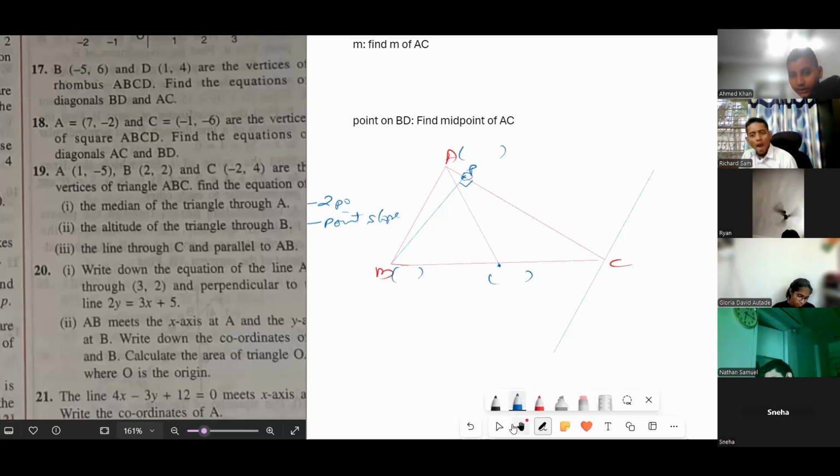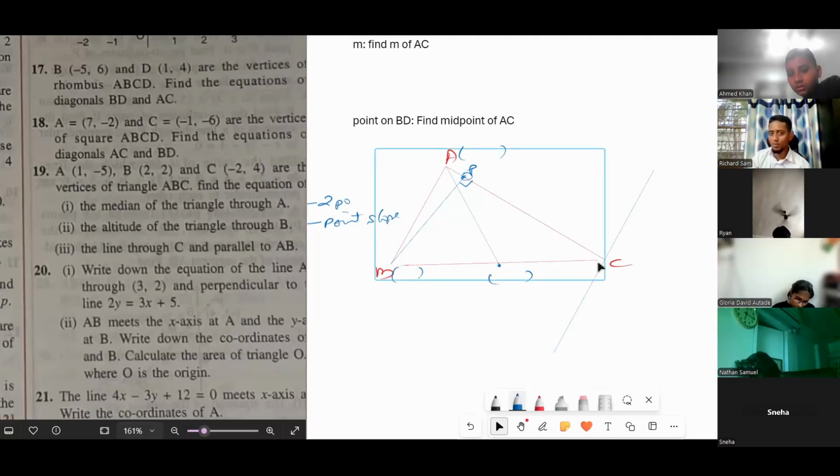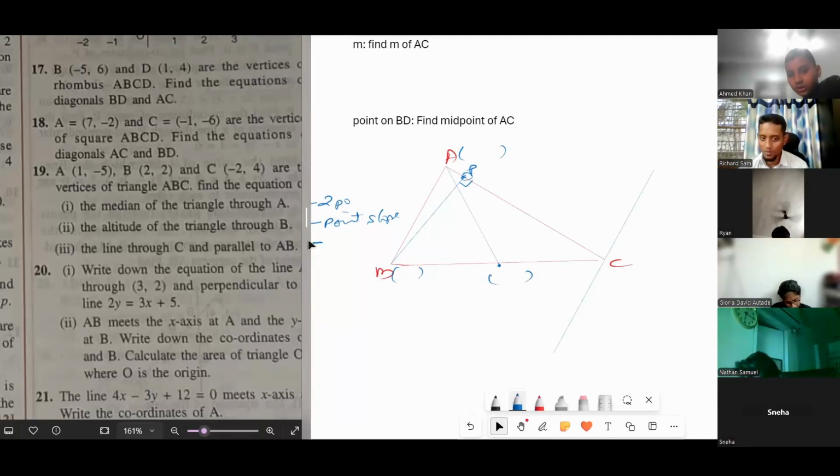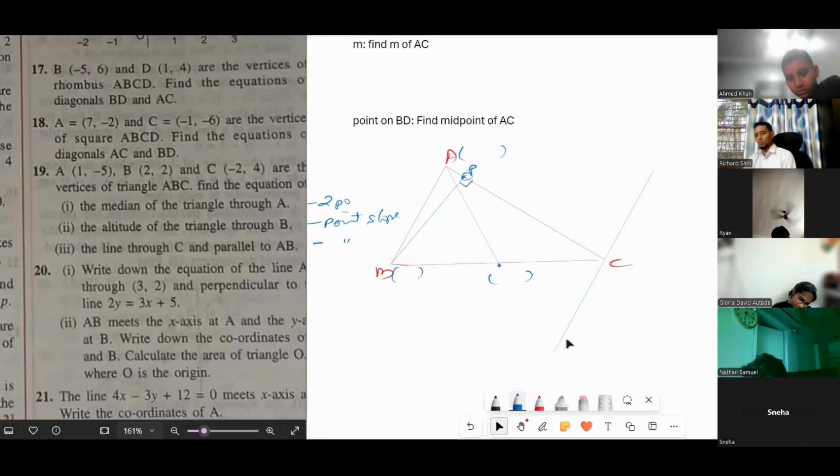So you have to find the equation of that line also, no? Oh yeah, so we need C also. They're not asking to find the slope, they're asking to find the equation of the line passing through C. So we got the slope, which is same as AB. And then we need a point also. Then we can use the point slope formula again to find the equation of that line. So C is the point and slope we got from the AB slope.